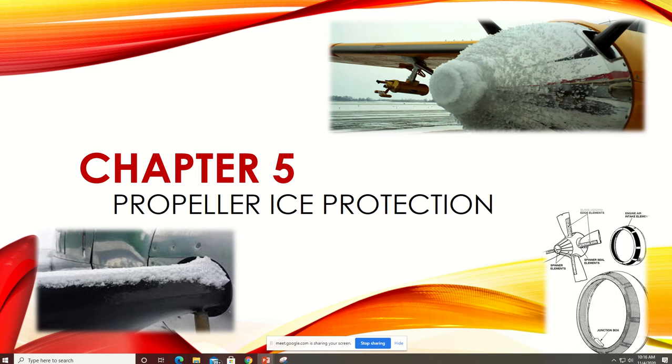Okay, chapter 5, Propeller Ice Protections. So, do you know what ice is? You can see my cursor here. On the leading edge of the blade, there is snow. Usually we don't have snow in our country, but this happens at altitude, when you are flying high. High altitude means your temperature will drop. Imagine negative 20 degrees Celsius, it will accumulate ice.